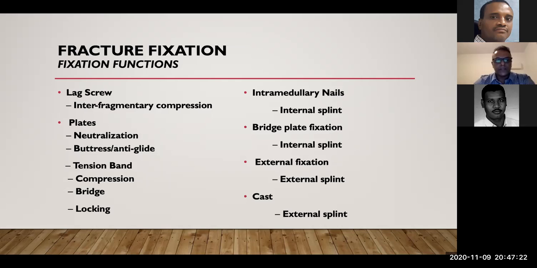So screws can be lag screws with interfragmentary compression. Plates can be neutralization plates, buttressing plates or anti-gliding plates. The plates can work as a tension band or compression plate, or bridging plate, and one of these bridging plates can be a locking plate. Nails can work as an internal splint. Bridging plate can work as a splint as well. And external fixation works as an external splint, and the cast, as we mentioned earlier, can be a splint.